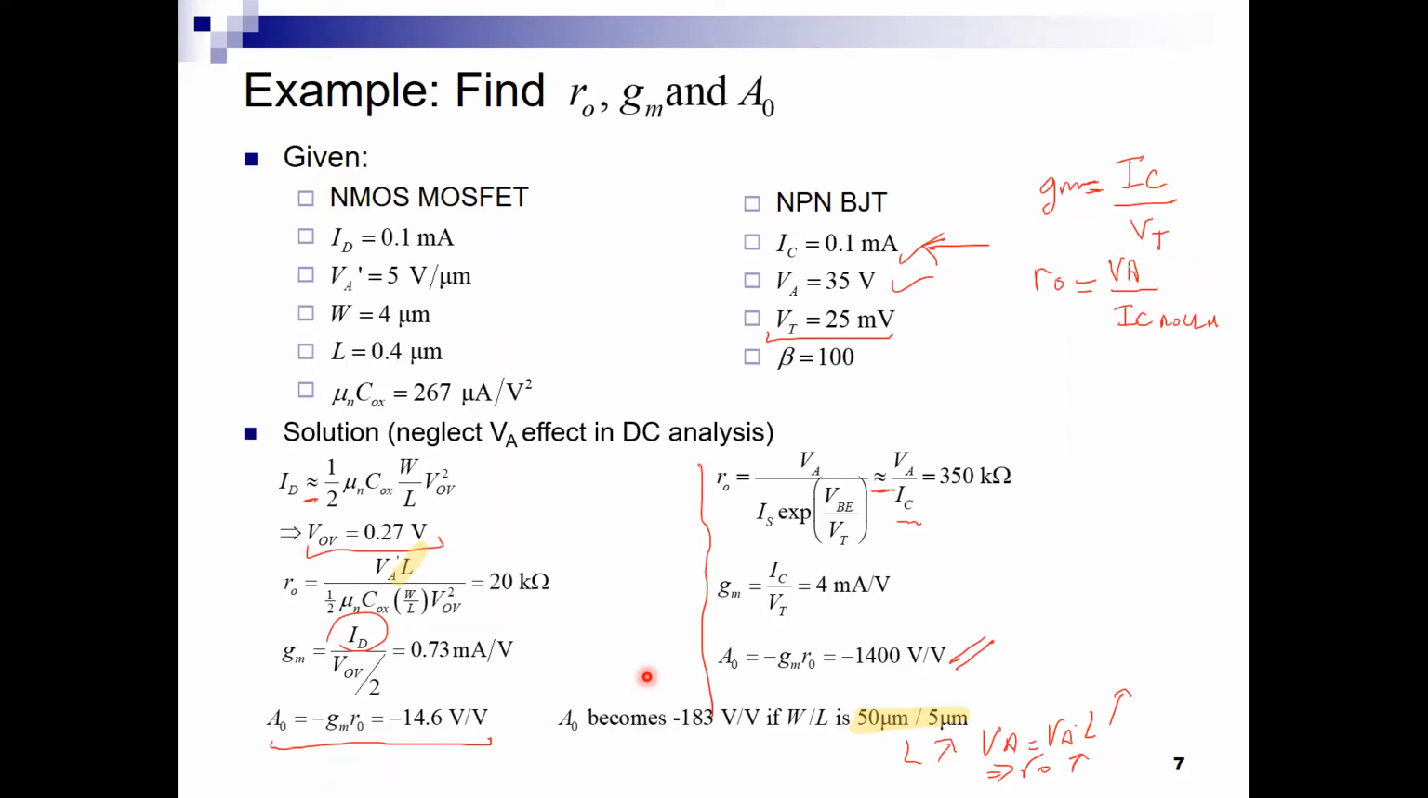Okay, so in this scenario, they kept the W by L constant in order not to affect my current. They maintained the same current, but they increased VA in order to affect the gain. Okay, great. Anybody has any questions about this exercise?